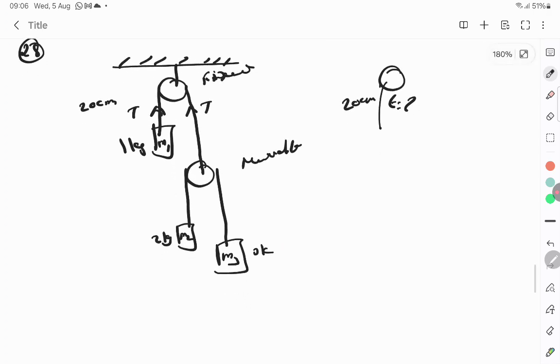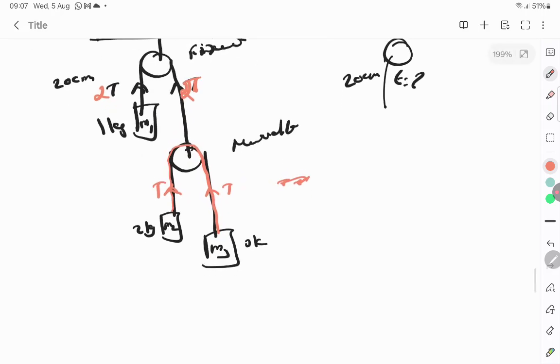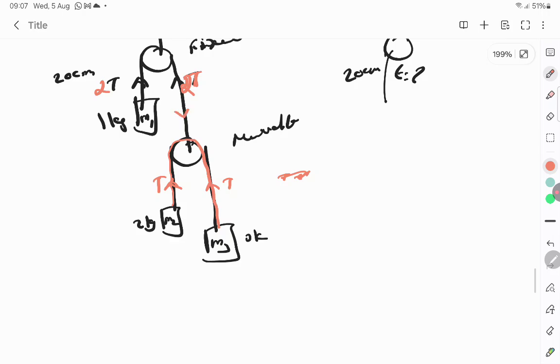The first thing is to go from the bottom. This is the same string which runs through this pulley, so this tension has got to be this tension. Then up is equal to down. So this has got to be 2T, because of equal and opposite reaction. If this is T plus T, which is 2T, then the opposite direction on the other loop has to be 2T. Whether it's like this or like this, it's got to be 2T.